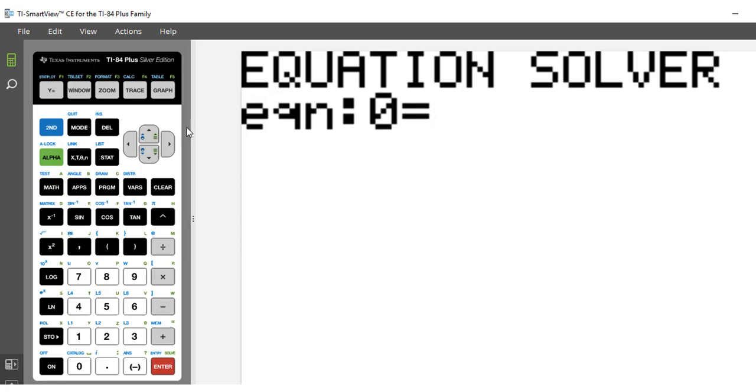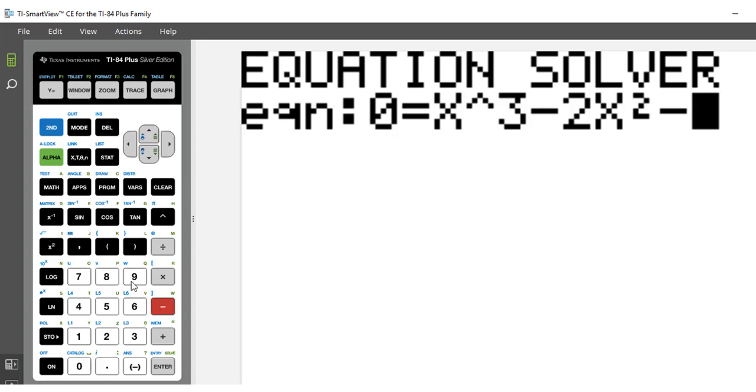You will put in x to the third power minus 2x squared minus ax. We will use alpha for the letter a x. Then plus 4 minus y. You will use alpha, that's the letter.